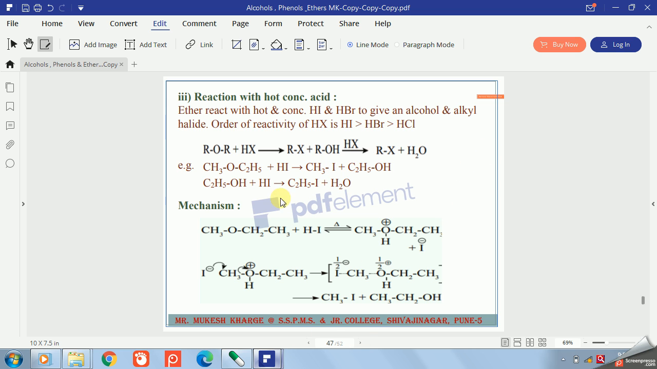So what is the example? If we take ethyl methyl ether and react it with HI, hydrogen iodide, what do we get? Methyl iodide plus ethyl alcohol. And when this ethyl alcohol reacts with excess HX or HI, what do we get? We get water as a byproduct and iodine gets attached to C2H5. So overall reaction, if we take the ether CH3OC2H5, we get CH3I and C2H5I.